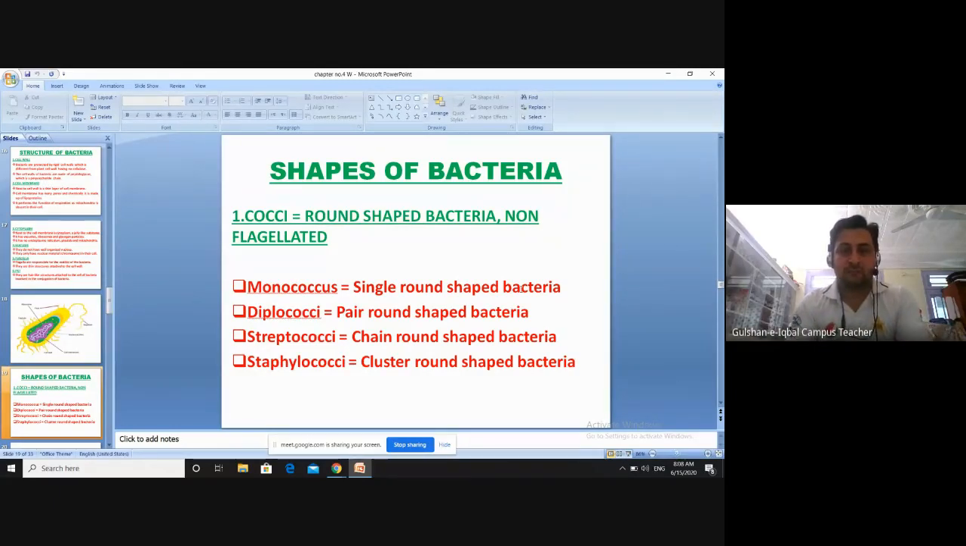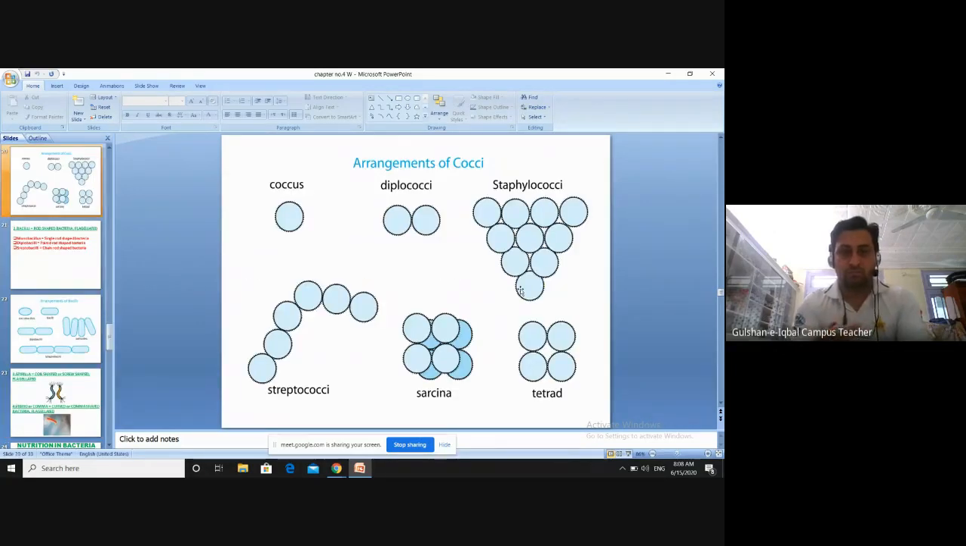Then we are having staphylococci. Staphylo mean cluster. Okay, they are in cluster, and staphylococci mean cluster round shaped bacteria. They are the bacteria which are found in cluster and they're round in shape. Okay, let's see the diagrams. So monococcus is the first one, then the diplococcus, then staphylococcus, then you can see the streptococcus.